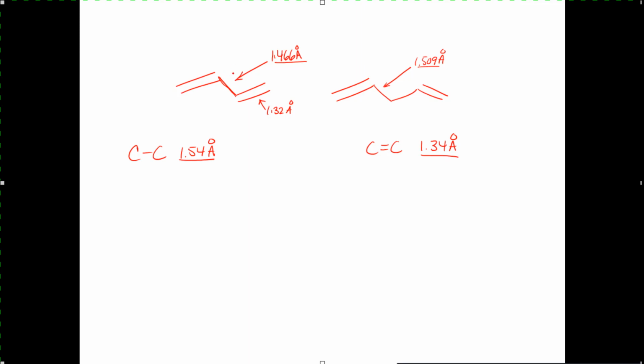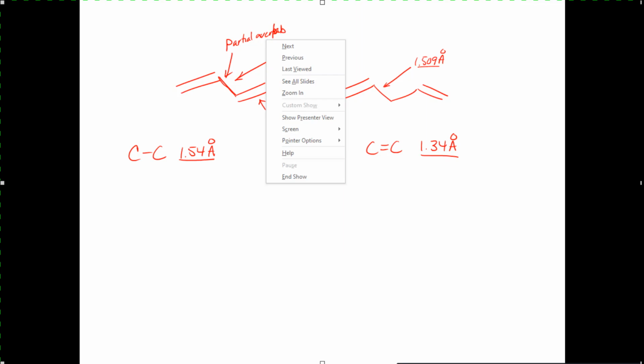And we're going to explain it using basically a partial overlap of the pi system that makes up that conjugated system. Now, as an aside here, this was thought to be the case and computationally was determined to be the case, and what was proposed was a partial overlap that we will show you in a minute once I correct myself here.